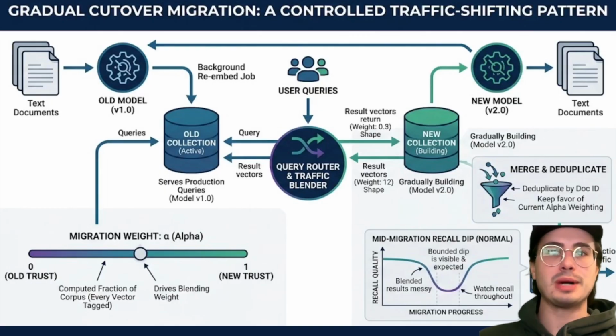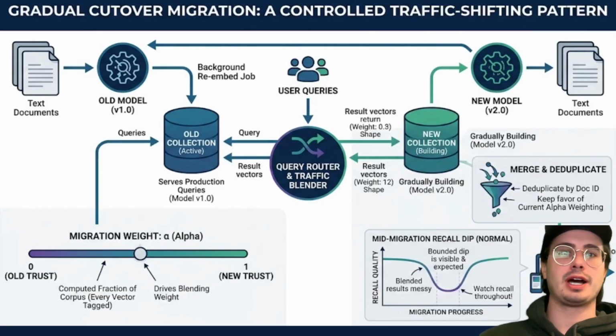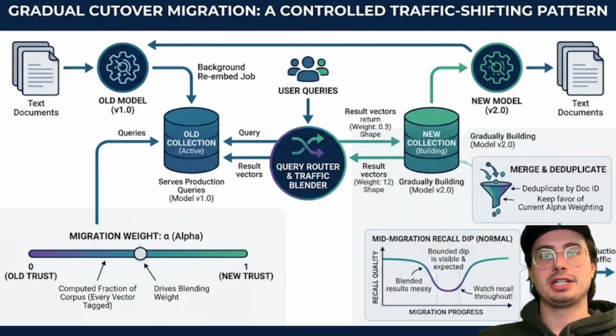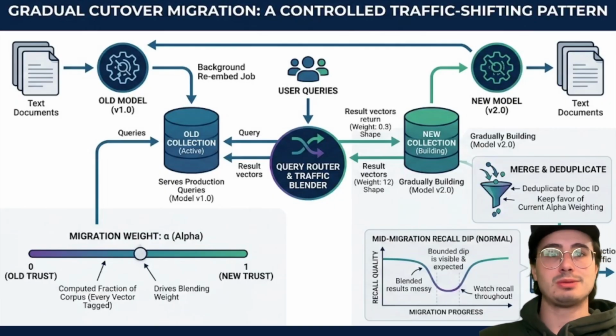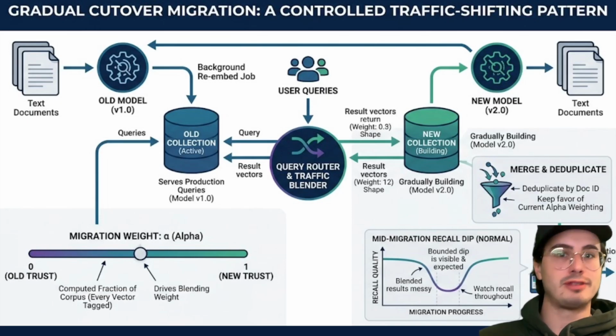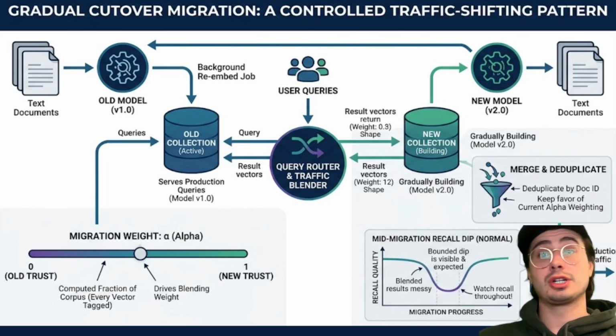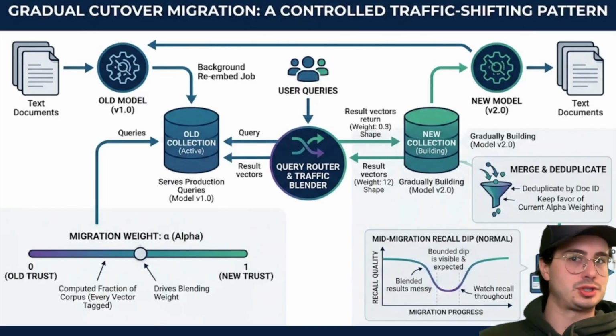What this looks like in practice is the old collection keeps serving on the original model, while a background job re-embeds the corpus into a new collection at whatever pace your rate limits and budget allow. And in front of both of them sits a router that queries both collections on every request and blends the two result sets using a cutover weight, call it alpha, representing how much trust currently goes to the new index versus the old. Alpha starts at 0, meaning all trust is in the old index, and then it climbs as migration progresses.